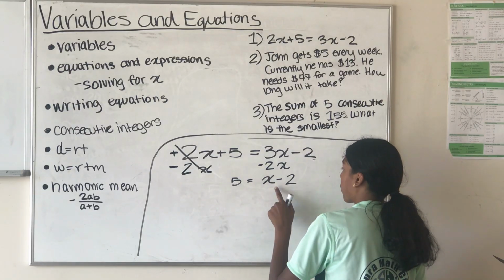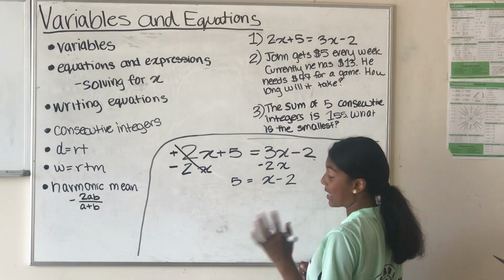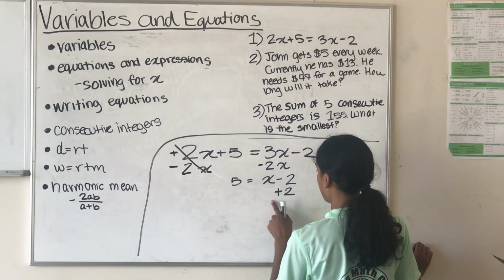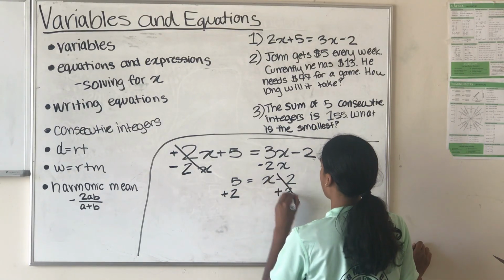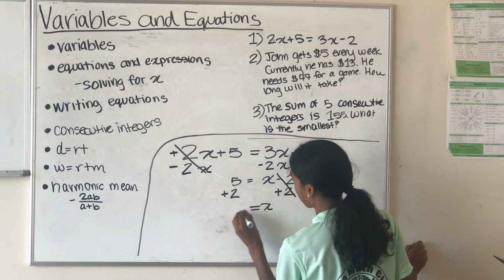We want to kill it. So like we did in minus 2, the only thing that will make it 0 is plus 2. Since we did it to this side, we have to do it to this side. That way the 2's cancel out, and we're left with x equals 7.